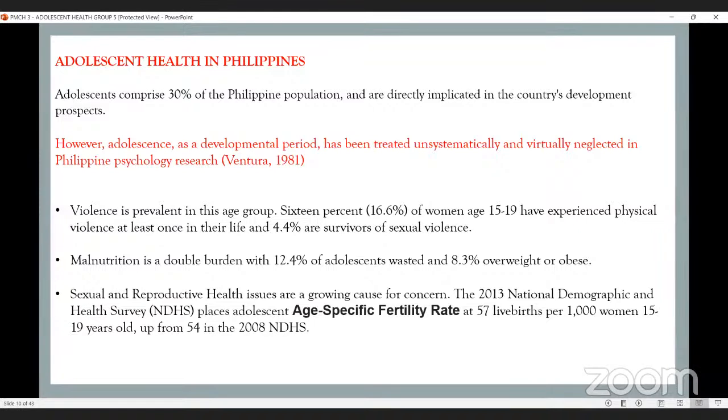Malnutrition is a double burden, with 12.4% of adolescents thin and 8.3% overweight or obese. Sexual and reproductive health issues are a growing cause for concern. The 2013 National Demographic and Health Survey places the adolescent age-specific fertility rate at 57 live births per 1,000 women aged 15 to 19 years, up from 54 in the 2008 National Demographic and Health Survey.